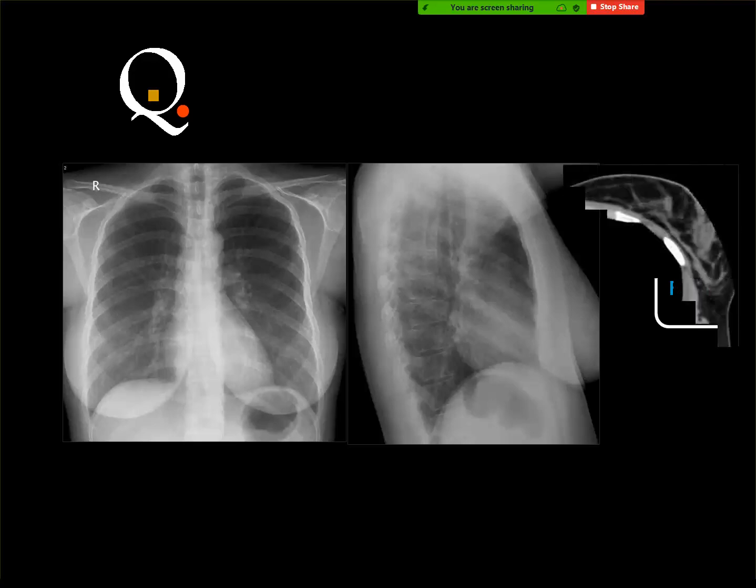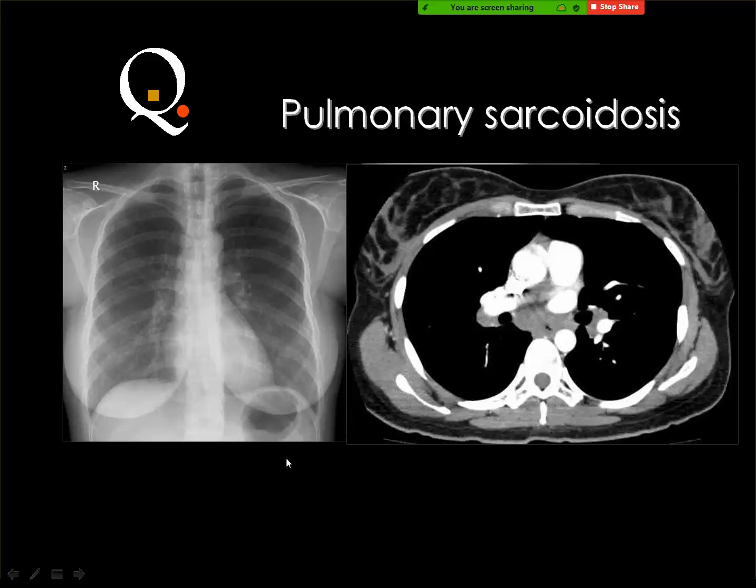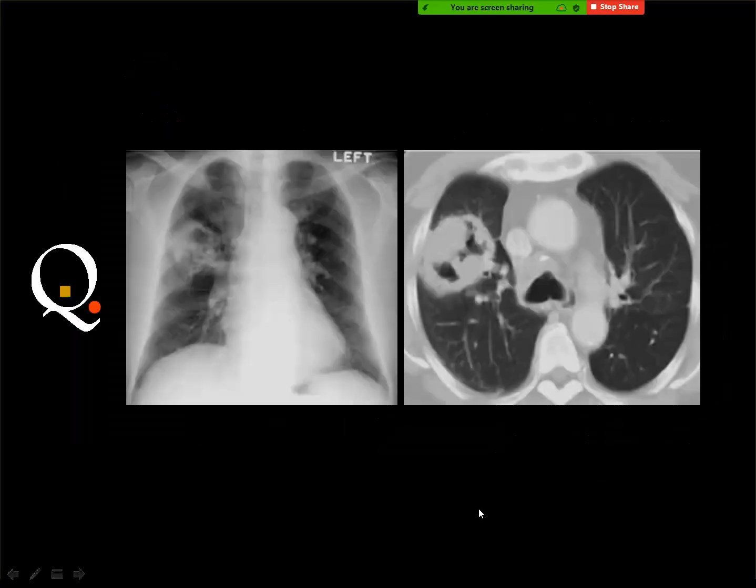Normal chest X-ray, and this is the CT scan. Still normal? No. Multiple lymph nodes. Diagnosis is sarcoid. TB nodes are necrotic and marginally enhanced, and the sarcoid nodes are those. These are the classic appearance of sarcoid nodes, discrete, homogeneous, and sometimes they contain calcium.